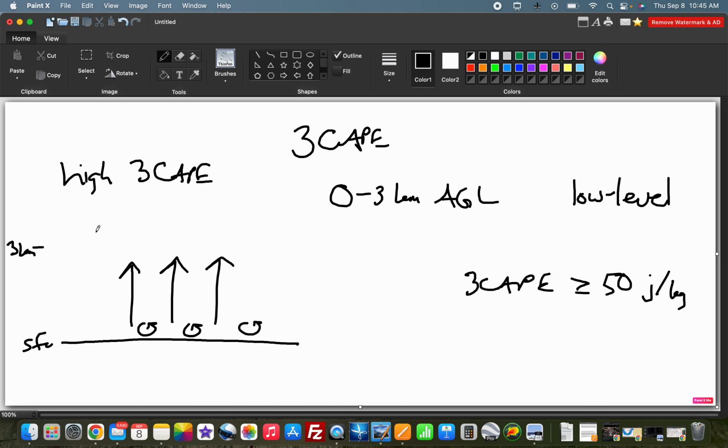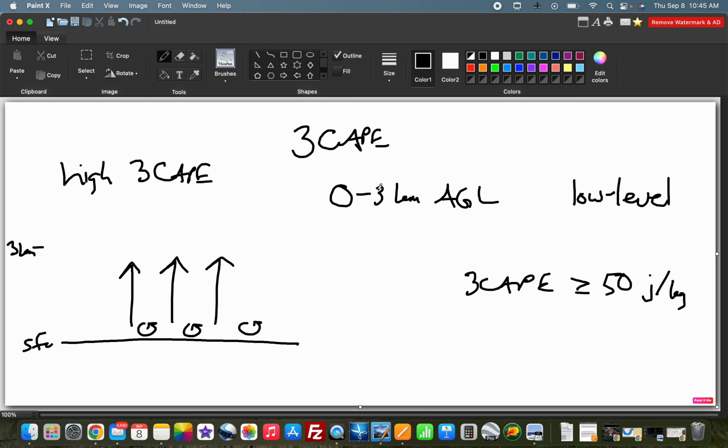So that's why I like to call 3 CAPE kind of the cheat code of tornado forecasting, because if you have supercells moving into an environment of high 3 CAPE, those storms are going to be much more likely to produce tornadoes, much more likely to undergo tornadogenesis with large low-level shear than in an environment where you do not have large 3 CAPE.